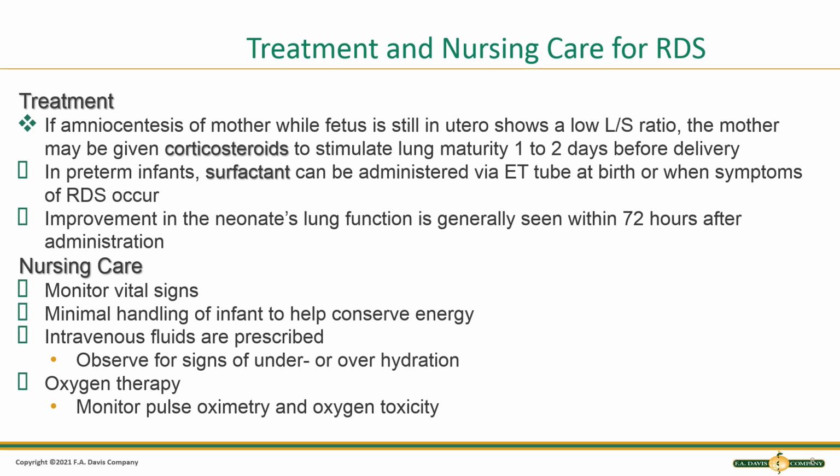If a preterm delivery is anticipated, fetal lung maturity can be accelerated before delivery by the administration of corticosteroids. Remember that we can give betamethasone to the mother in divided doses to help develop the fetus's lungs. Now, if the fetus is born a preterm infant, then we can give surfactant via the ET tube at birth, or if the infant has signs and symptoms of RDS.